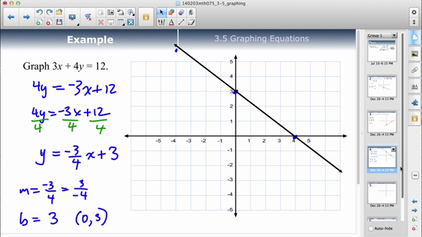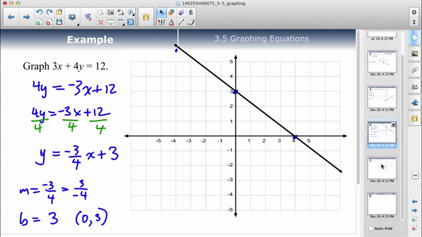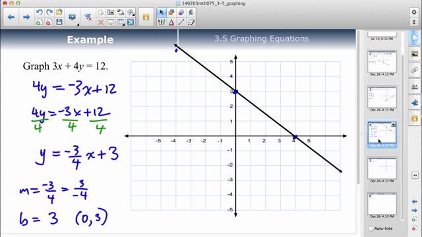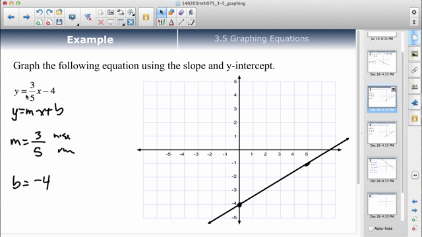I would practice that in this section, making sure that you're comfortable with taking any function or equation, whether it's in this form or that form, taking any one and being able to determine the slope, determine the y-intercept, and then graph.